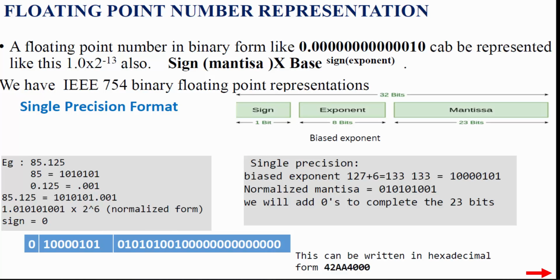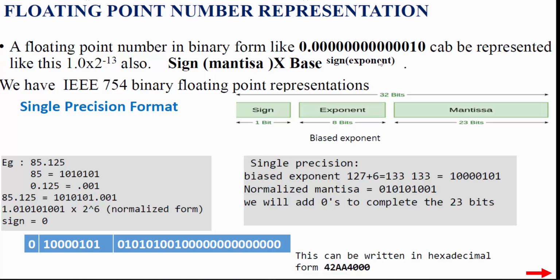I have already done one video explaining this particular topic. The link to that video is provided in the description, also in the i button. If you need more explanation, you can watch that video before trying to solve the questions. And here is just an overview of the single precision and double precision representation of binary floating point numbers.